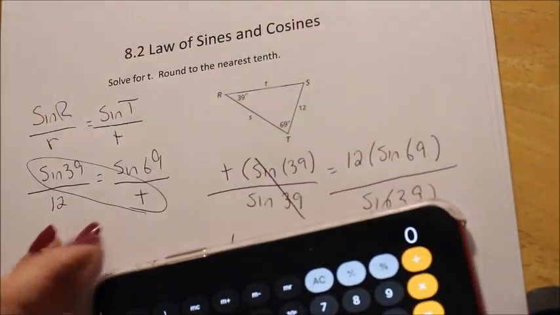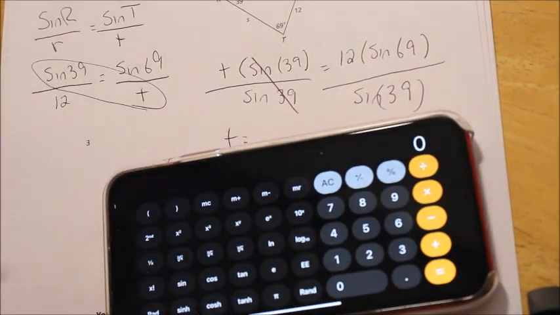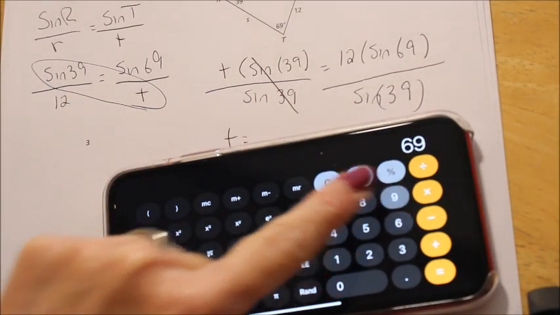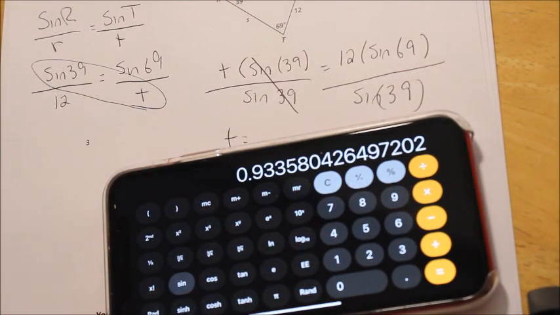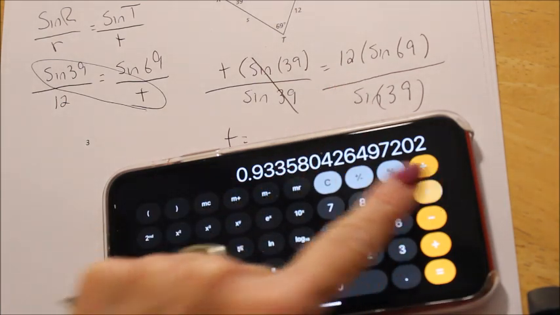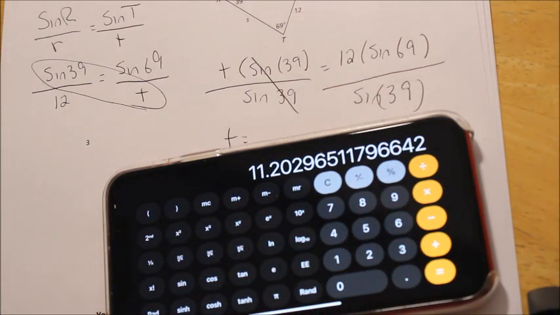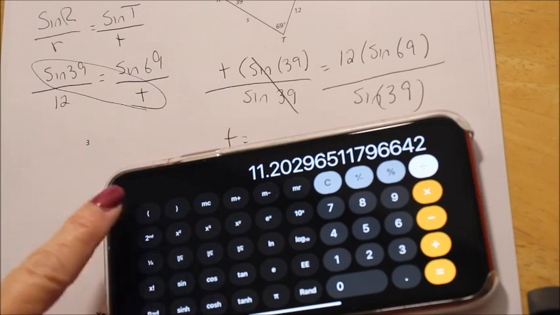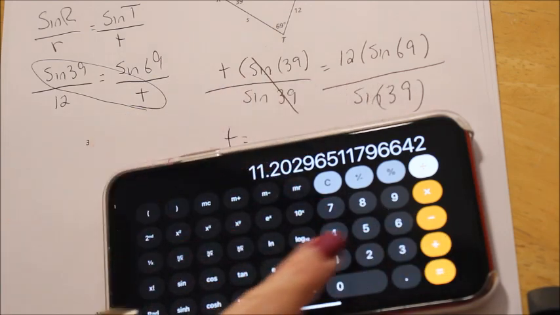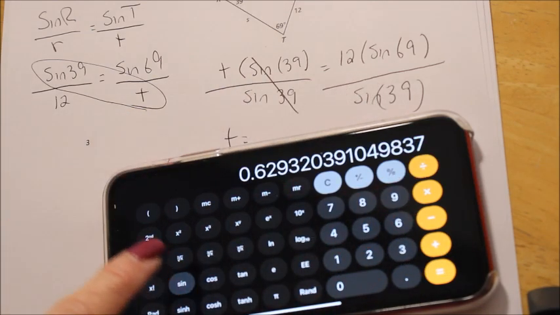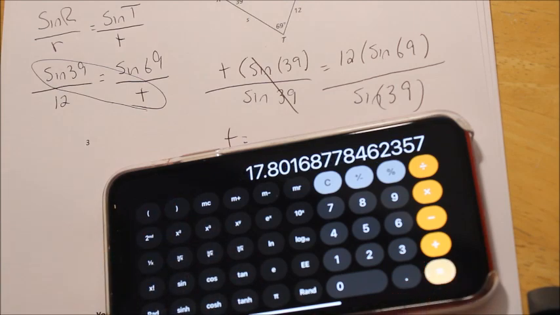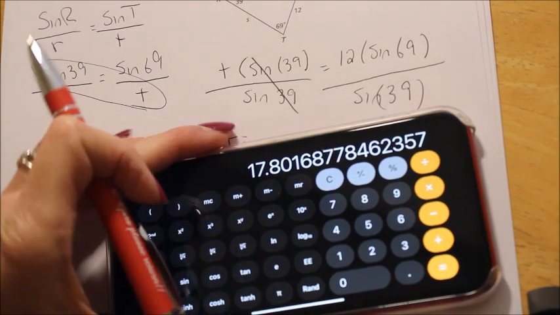Okay, so once again, same thing. I'm going to get my numerator completely here. So 69, the sine of that, times 12. My numerator divided by parentheses 39 sine. Close parenthesis, and there's my answer, about 17.8.